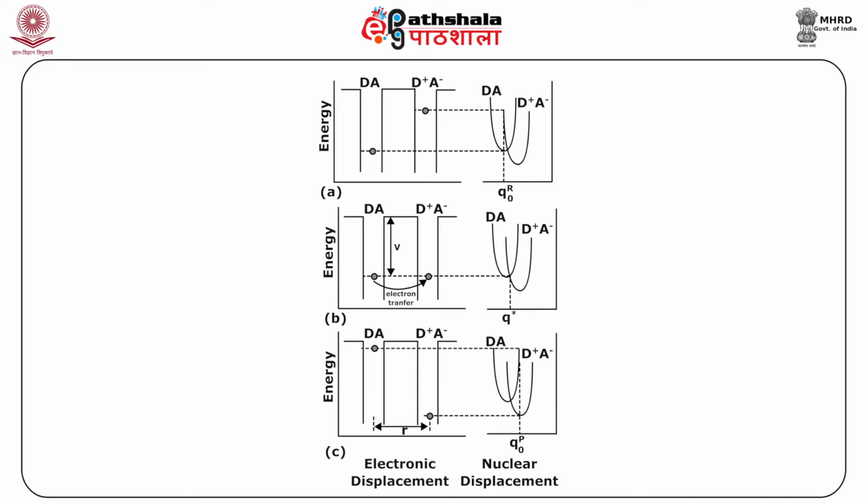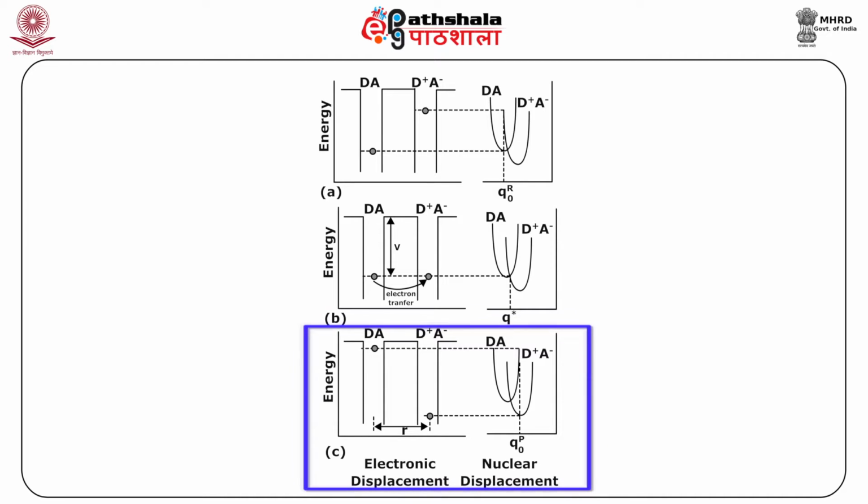At a short distance r, the central mechanism of electron transfer is tunneling via the potential energy barrier. The length of the hurdle increases with increase in the ionization energy of DA and D plus A minus complexes. After the movement of the electron from the HOMO of D to the LUMO of A, the system relaxes to the configuration represented by Q naught P, as shown in figure C.